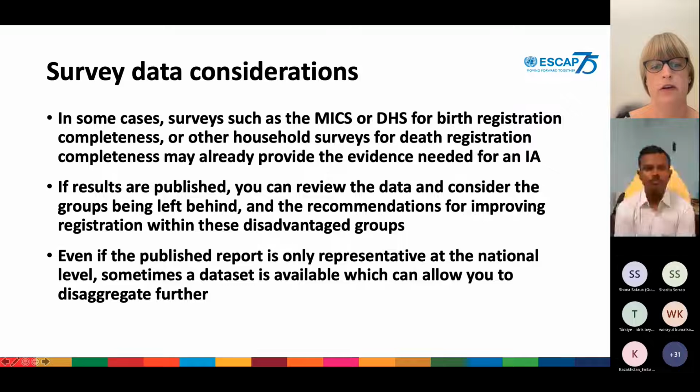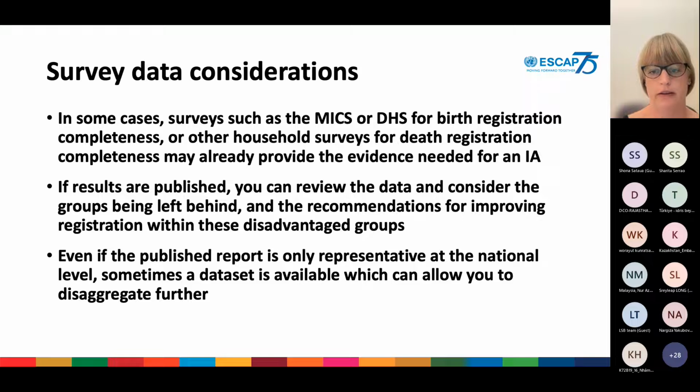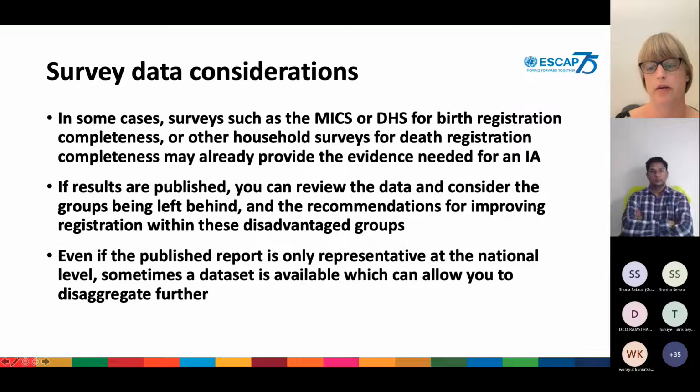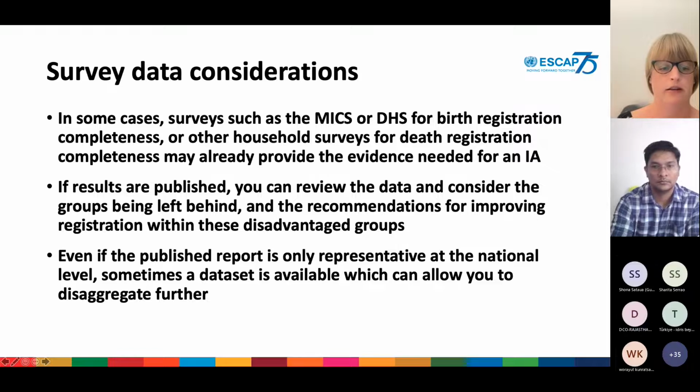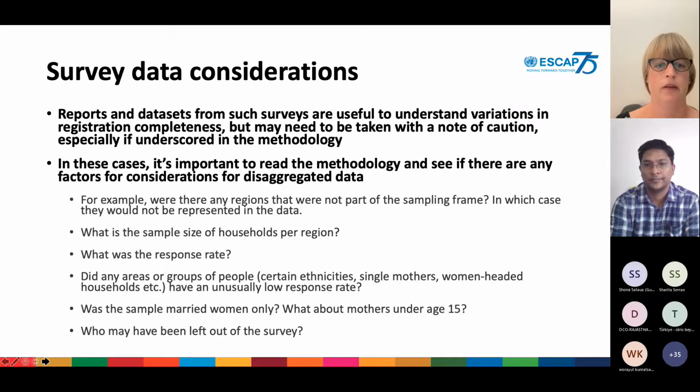If the results are published, you can review the data that's there and consider the different groups that are presented and again come up with recommendations for improving registration for some of the marginalized or disadvantaged groups. However, even if your report perhaps is only nationally representative, maybe the sample was drawn in such a way that it didn't represent geography or certain subpopulations, sometimes there is a data set available, and depending on how the sample was drawn or how big that sample might have been, it might be possible to use that data set and disaggregate a little bit further.